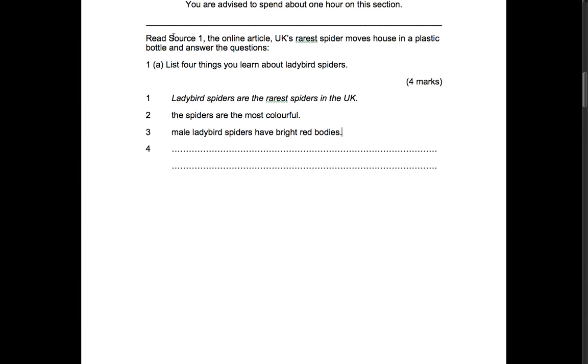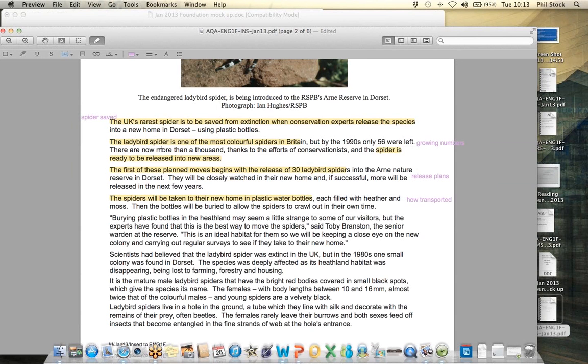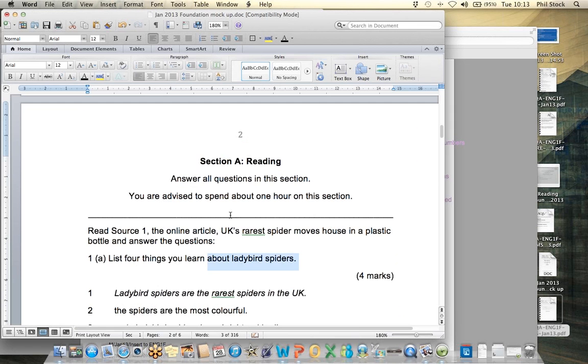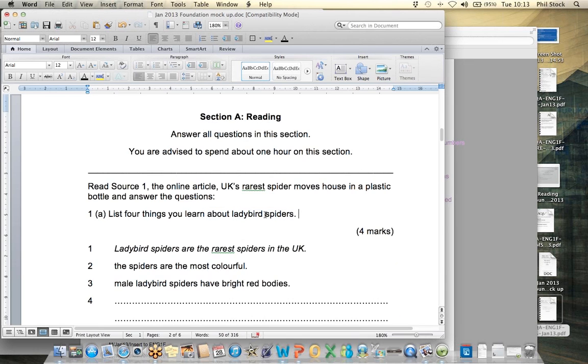So, like I said to you earlier, when you read the question, look carefully about what the focus is. The question is, list 4 things you learn about ladybird spiders. So there's all sorts of details in the text about, as we've already looked at, how they're being saved, different people's views on those later on, and so on and so forth. I think I would be nice and clear that I'm focusing on the details themselves of the spiders, and a lot of that comes in some of these later paragraphs when we get information about their length, their habitat, and so on. So that shouldn't really pose too many problems.